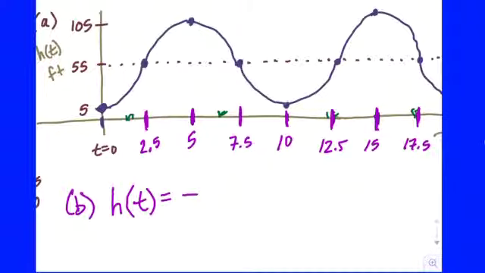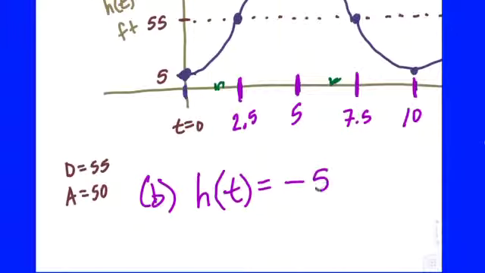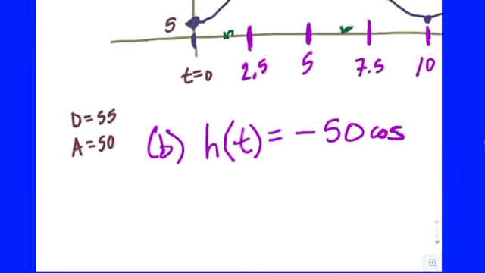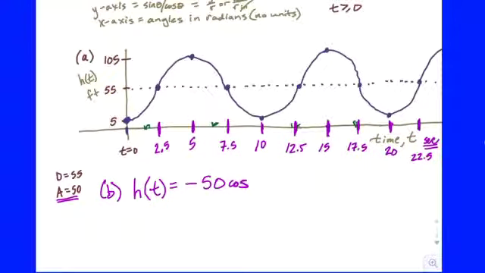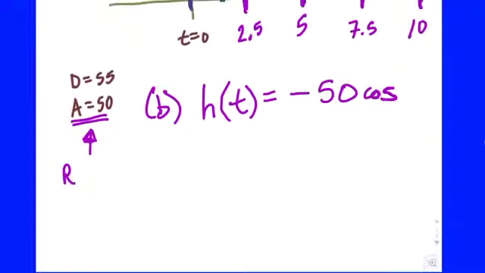What's the amplitude? 50. Negative 50 cosine. Now, before we go any further, what significance does 50 have in this problem? It's not only the amplitude, but as pertaining to the ride, it's the what? It's the what of the Ferris wheel? It's the radius. Good. That's the radius of the Ferris wheel.